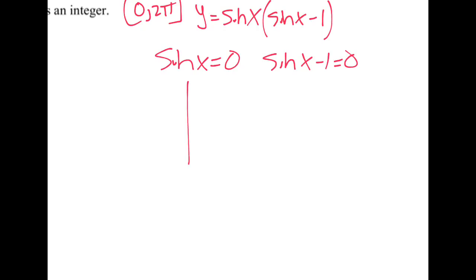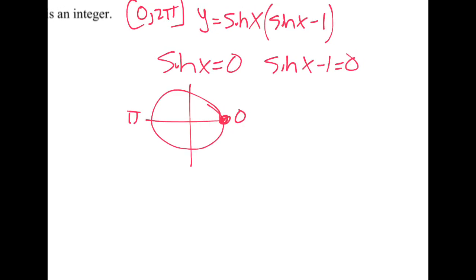Sine of x equals 0. Think about that unit circle. When is sine 0? Well, sine is 0 at 0, pi, and 2 pi, if we want to include that. And then sine of x minus 1 equals 0 will give us sine of x equals positive 1. When is that true? Well, that's going to happen straight up at pi over 2.